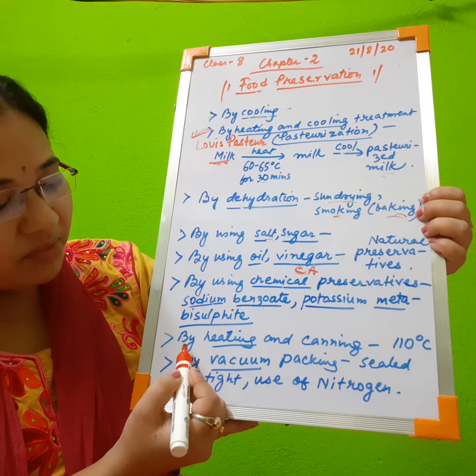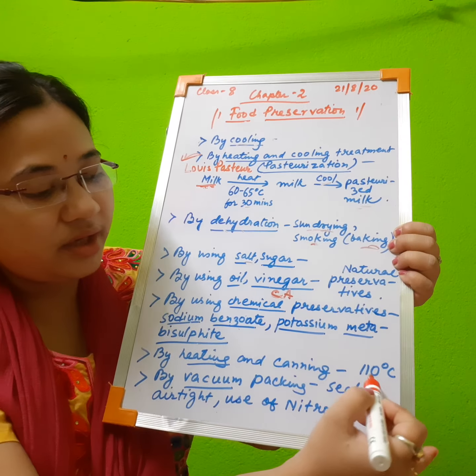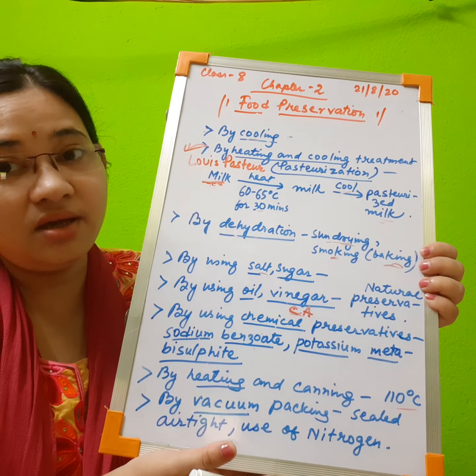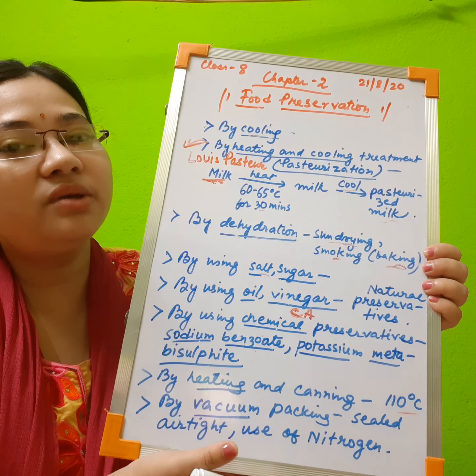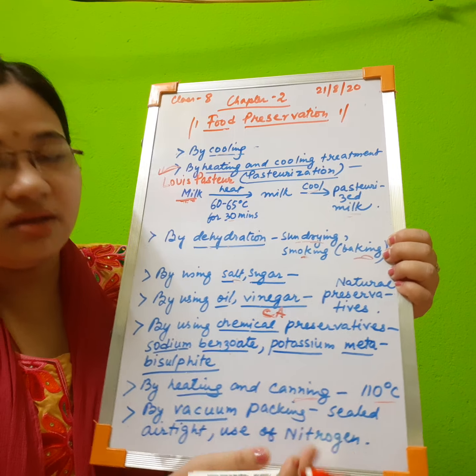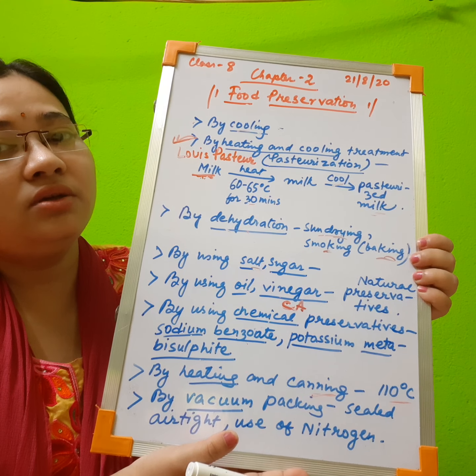Next is heating and canning. So if you heat something at about 110 degrees Celsius, then the microorganisms are killed. Also the enzymes which are present in food become deactivated. Okay, and we can can them. Can means we can fill them in cans and then keep them for future use.